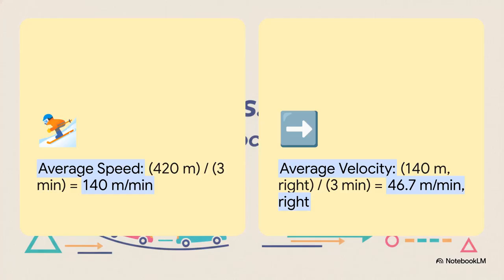All right, let's run the two calculations. For speed, we use the total distance, 420 meters divided by 3 minutes. That gives us an average speed of 140 meters per minute. But for velocity, we only care about that final displacement, so we take 140 meters, divide by 3 minutes, and we get 46.7 meters per minute. And we can't forget the direction, to the right. Look at that huge difference. Same trip, two completely different answers.